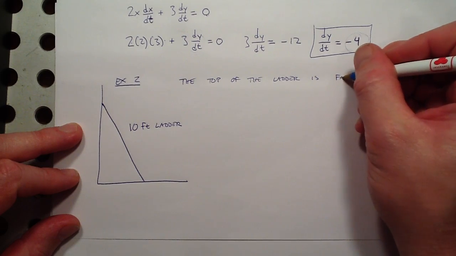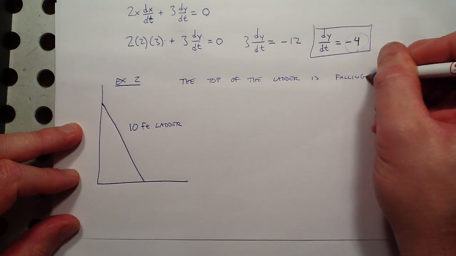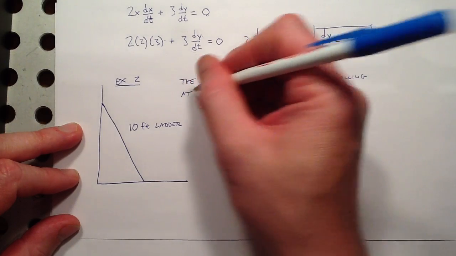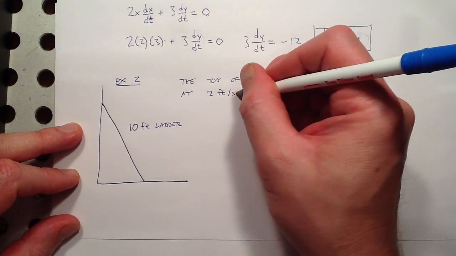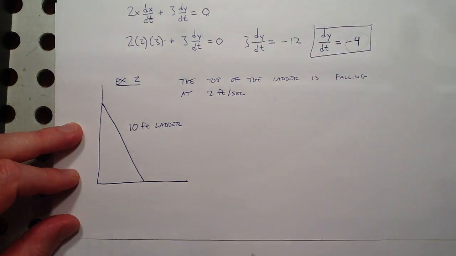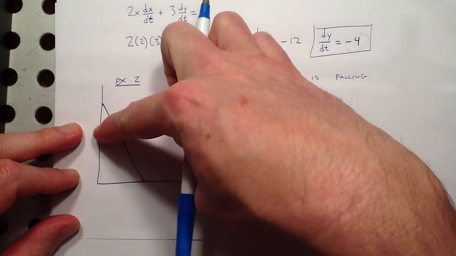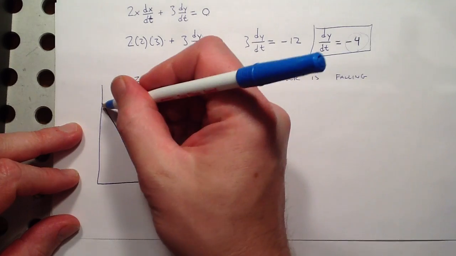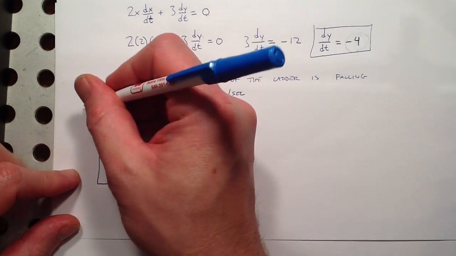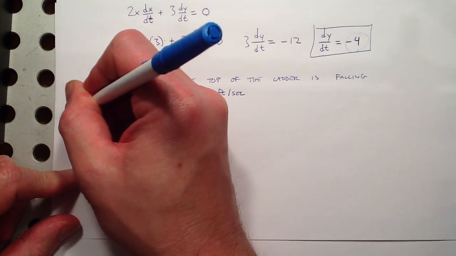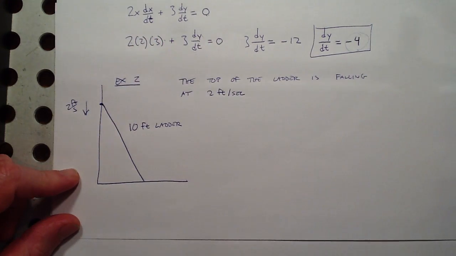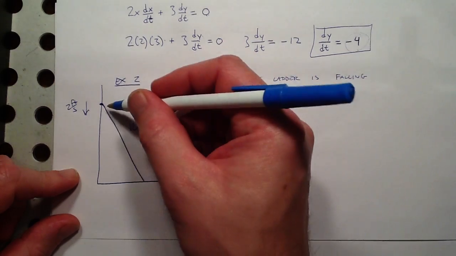is falling at 2 feet per second. Right? So the ladder is slipping, it's sliding down the wall, and the top of it here is descending at 2 feet per second. Okay?